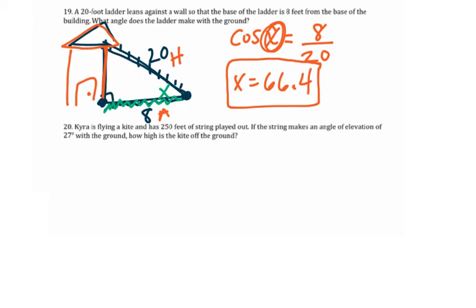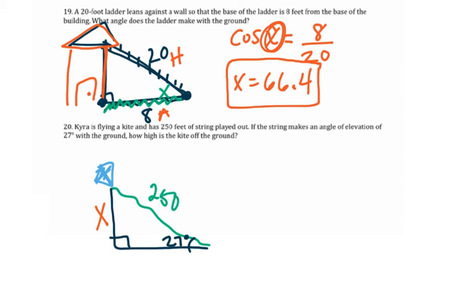Number 20, Kira is flying a kite. Here's your little kite. She's flying a kite and has 250 feet of string. There's her string. If the string makes an angle of elevation of 27 degrees to the ground, so here's the ground and here's her string, so this is 27. Anytime you see angle of elevation, it's always this corner angle right here. How high is the kite off of the ground? Her string was 250 feet.